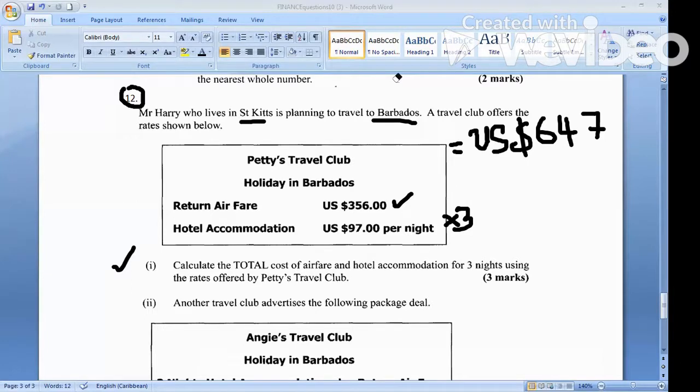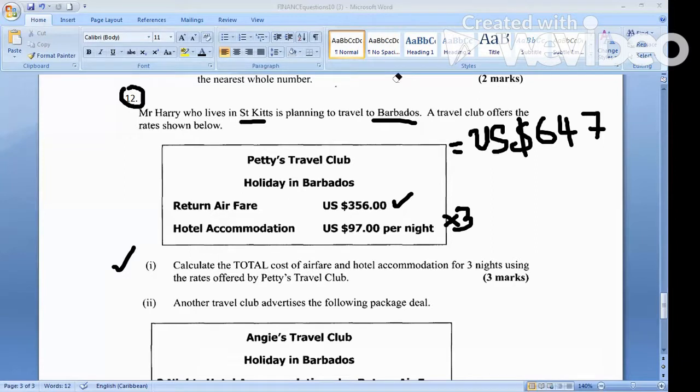Say we're in Montego Bay, and you are going to Kingston. The return fare on Knutsford, I believe, is probably about $6,000 to go to Kingston and come back. And let us say you're staying at a guest house, and you're going to a conference, and it is $100 US per night for 3 nights.